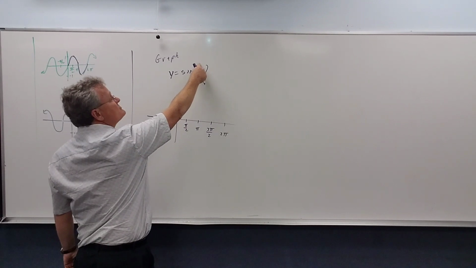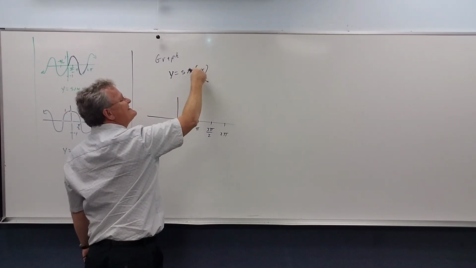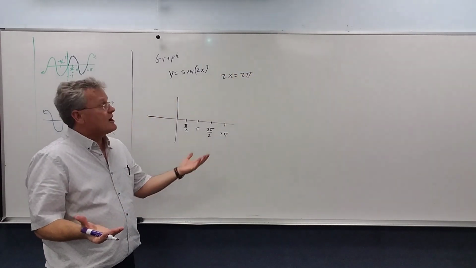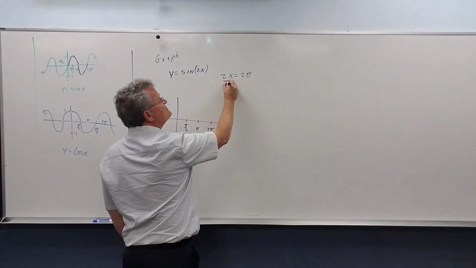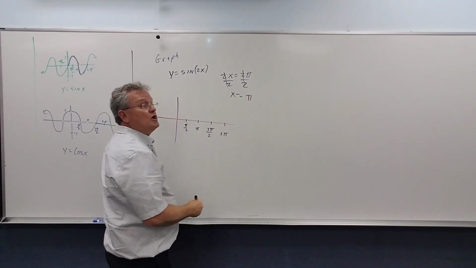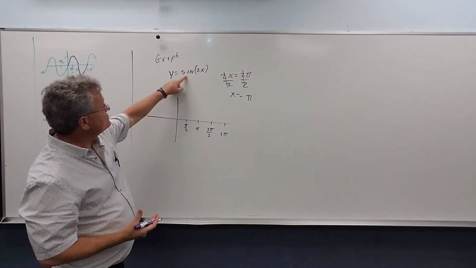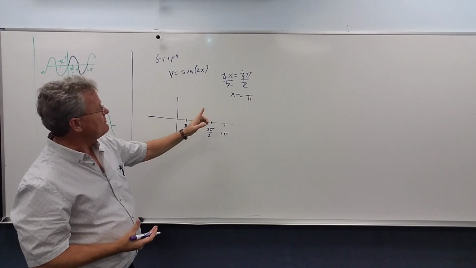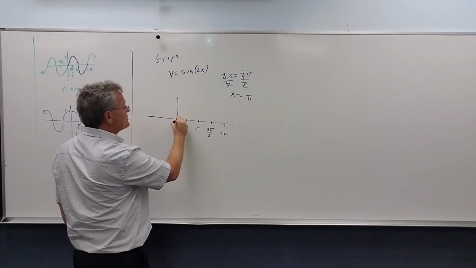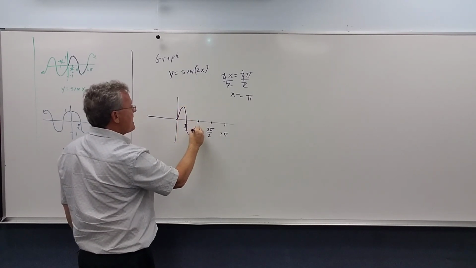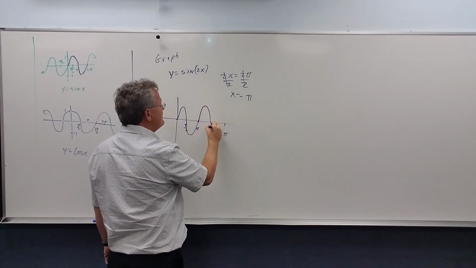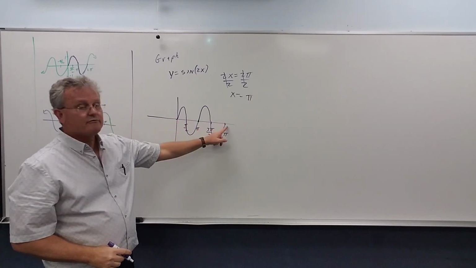So we want to know, what is the wavelength for this? When is this equal to 2 pi? Well, we just solve that for x. When we divide both sides by 2, we find x is equal to pi. So this means this graph is going to go up, down, and back up from 0 to pi. It's going to do it again, up, down, and back up from pi to 2 pi.